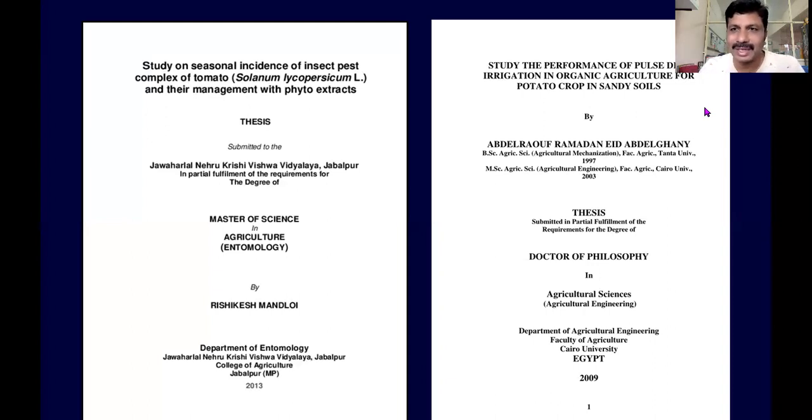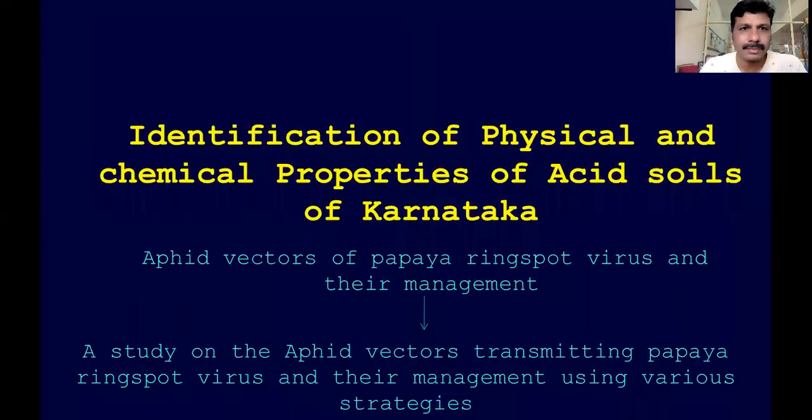Okay, so it should be informative, as I was telling. It should not be too complex. Here I have one more: identification of physical and chemical properties of acid soils of Karnataka. Like I was telling, you need not say "physico-chemical properties of acid soils of Karnataka"; you are telling it in a simple sentence.